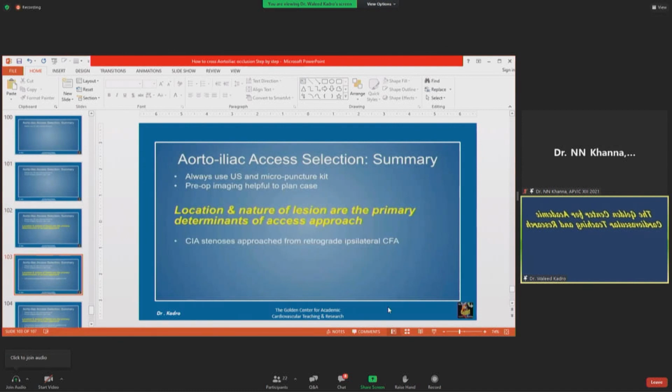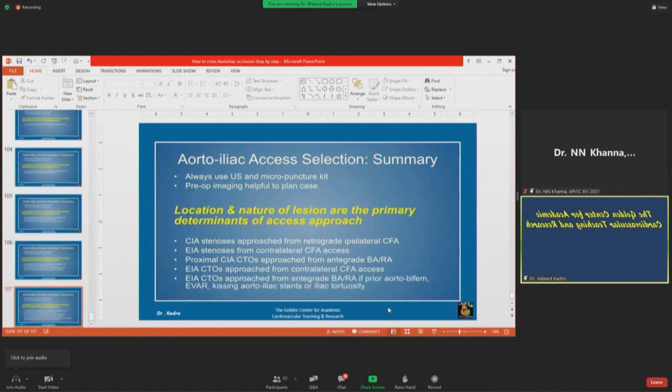Common iliac artery stenosis: approach from retrograde ipsilateral. If there is external iliac artery stenosis, try to approach from the contralateral side. Proximal common iliac artery CTO: approach anterograde from above, whether it is the brachial or the radial. External iliac artery CTO: approach from the contralateral common femoral artery, because there is adequate support and you can cross.